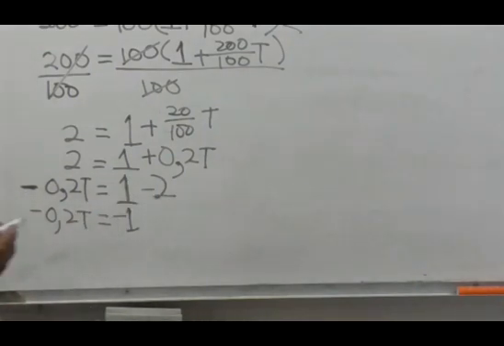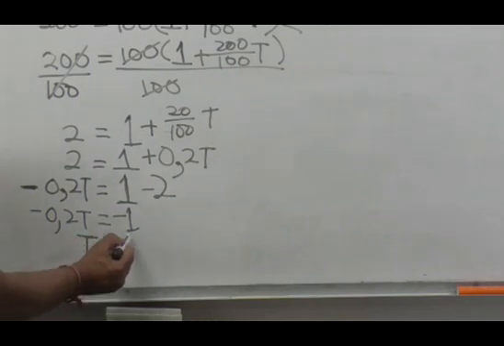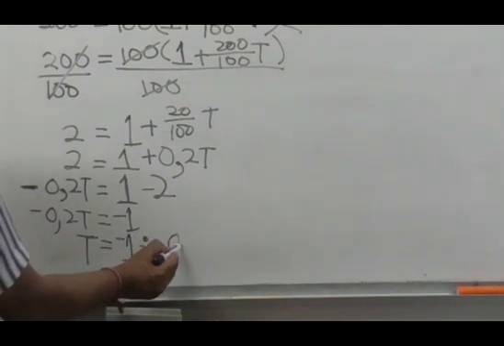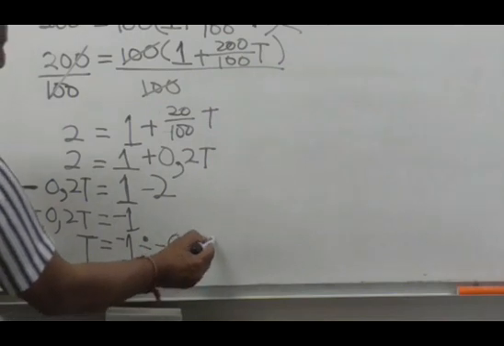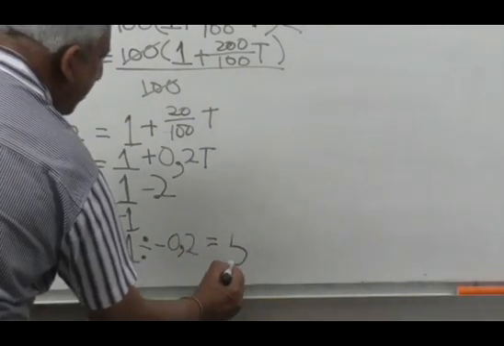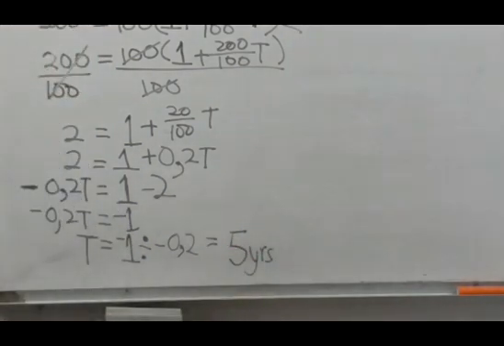Now you're solving for T. T is equal to negative 1 divided by negative 0,2. You put that in the calculator. Negative 1 divided by negative 0,2 and you'll get the answer 5. So the answer is 5 years. Alright, that was number 7.